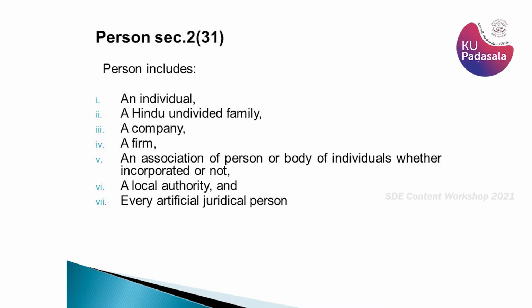So, person includes an individual, a Hindu undivided family, a company, a firm, an association of persons or body of individuals, whether incorporated or not, a local authority and every artificial juridical person. So, here individual means a natural person. A Hindu undivided family means a joint Hindu family with a common property and is managed by the senior most person of the family named Karta. A company here means a joint stock company. A firm, it is a partnership firm.